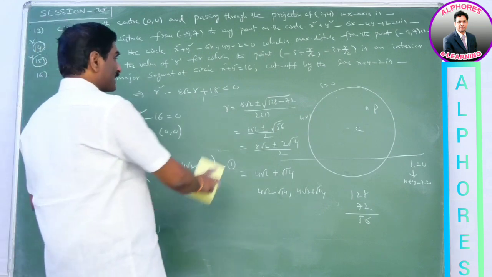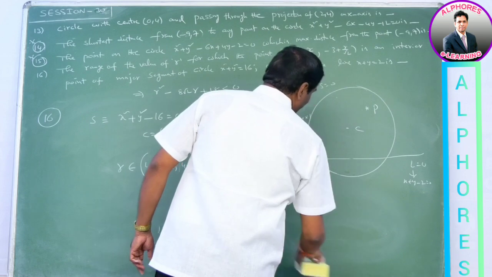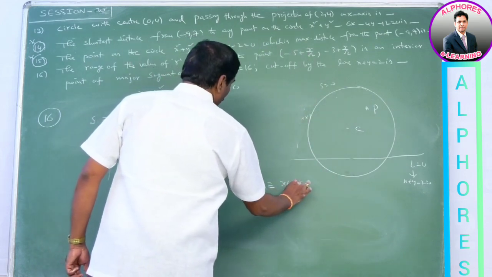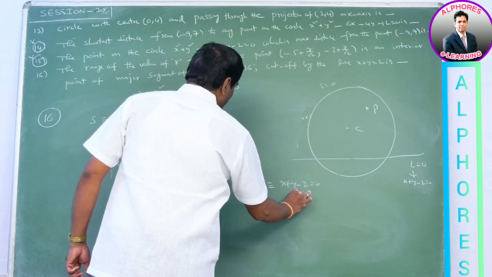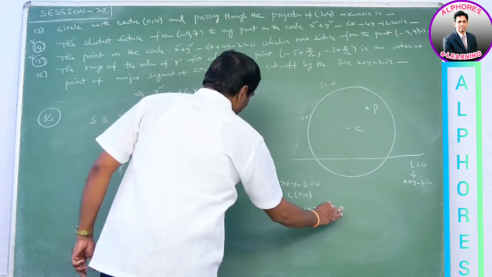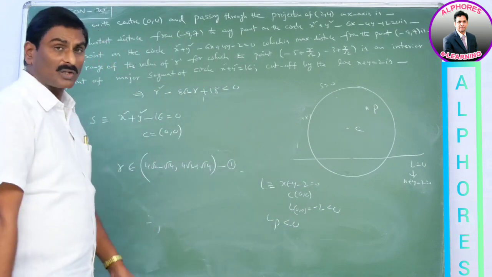In the second case, C comma P lies on the same side of the line. Here line L is x plus y minus 2 is equal to 0. Center of the circle is 0 comma 0. L at 0 0 is minus 2, that means negative. So L at P is also negative.